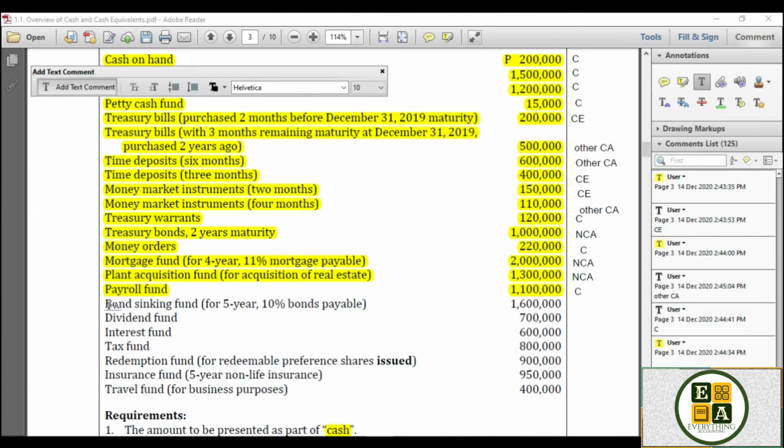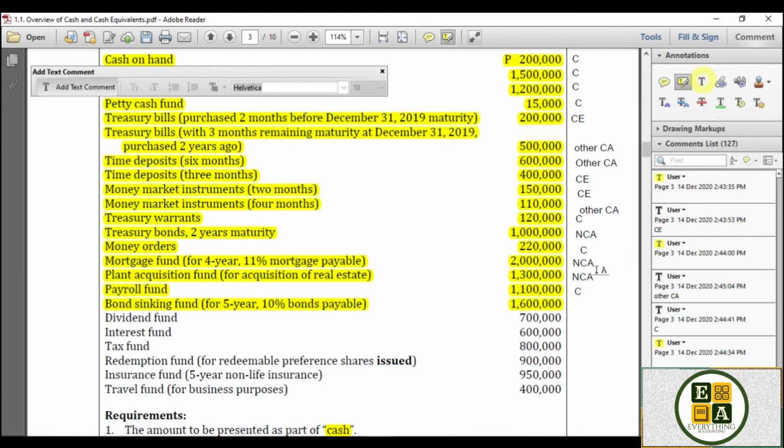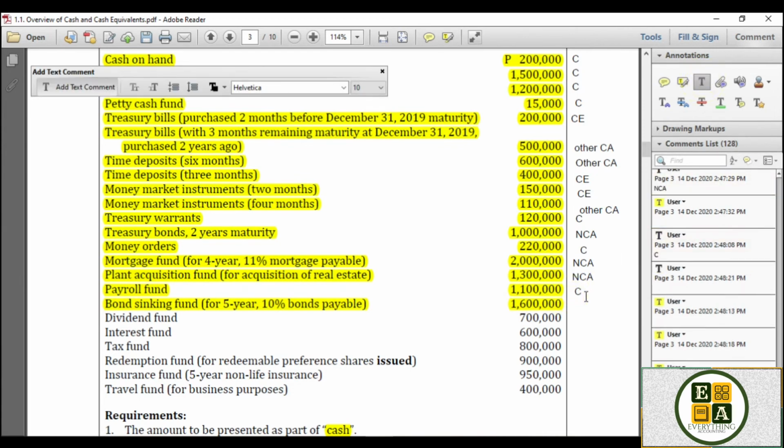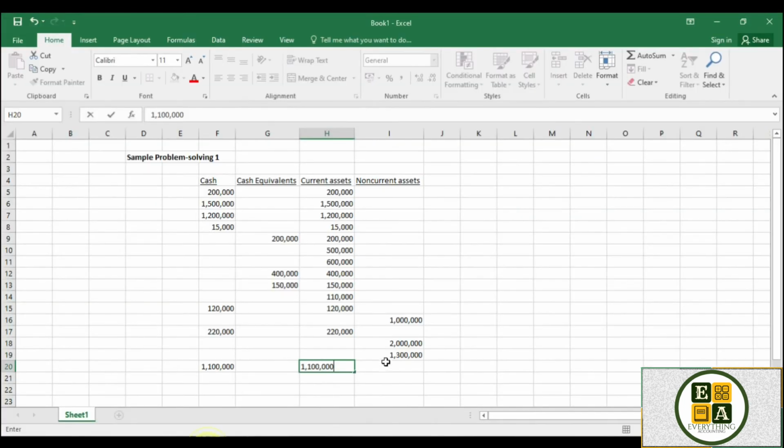Then, bond sinking fund. Okay? Bond sinking fund securing 5 year, for 5 year, 10% bond payable. 1,600,000. This is non-current asset. Kasi more than 1 year na eh. For more than 1 year. So, pasok siya as non-current asset. Magkano ulit yun? 1,600,000.